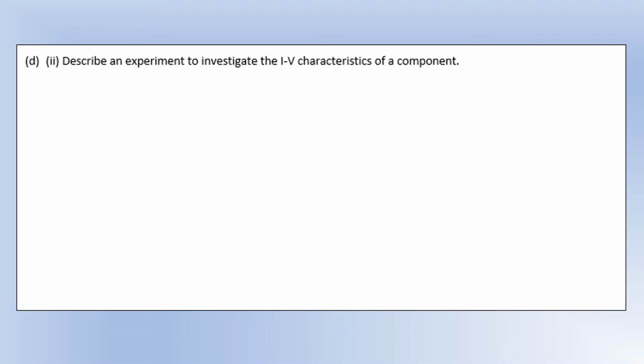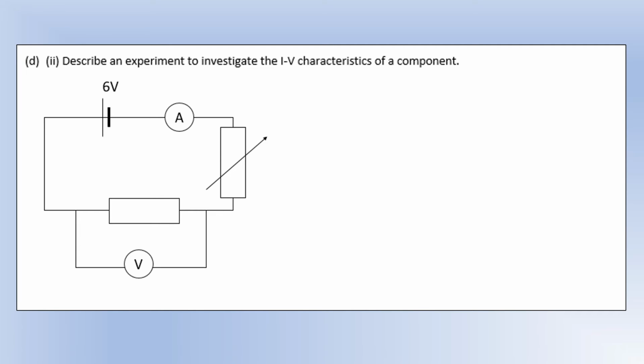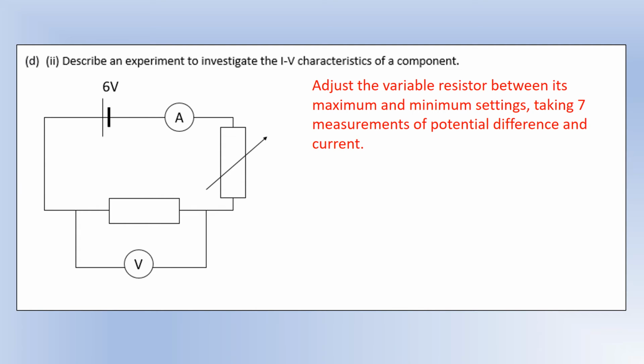Okay, so describe an experiment to investigate the IV characteristics, so essentially those graphs of a component. The setup we would need would look like this. We could do a similar setup with a variable power pack if that's what you've gone for, that's fine. But what we would do is first turn on our circuit and make adjustments to the variable resistor, and we want a nice big range of results, so we'd go between its minimum and maximum settings.